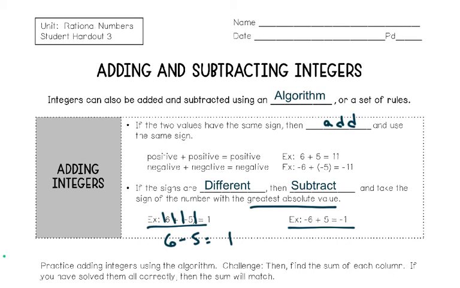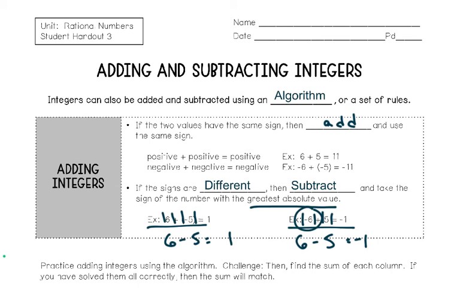For the next example, I have a negative 6 plus a positive 5. So they're different signs. So I can subtract 6 minus 5 is 1. And then take the absolute value of each number. The absolute value of negative 6 is 6. The absolute value of 5 is 5. 6 is bigger than 5. And this 6 is negative. So it would be a negative answer.